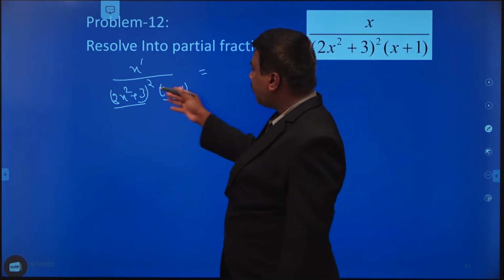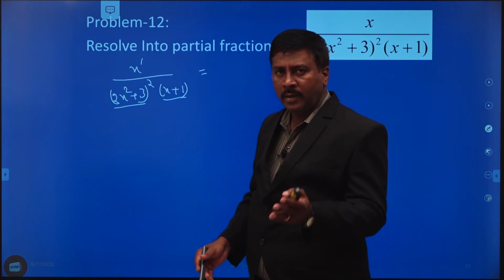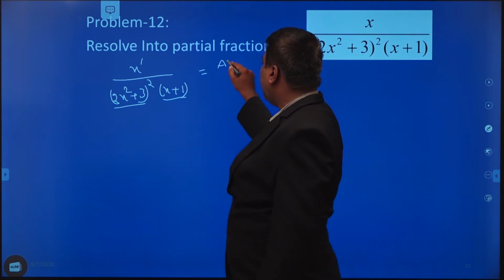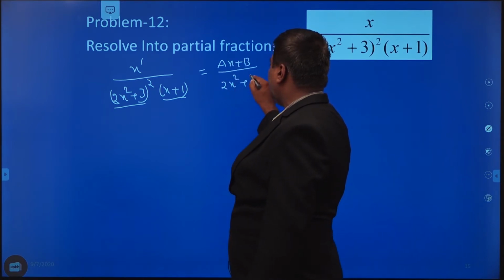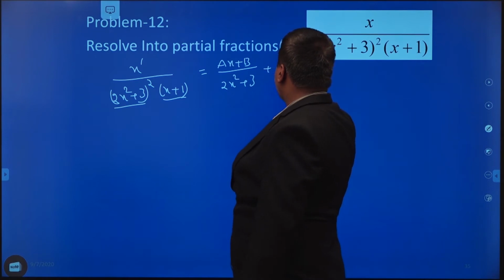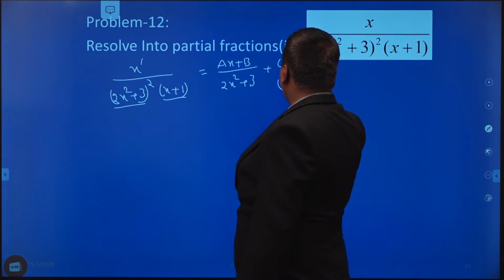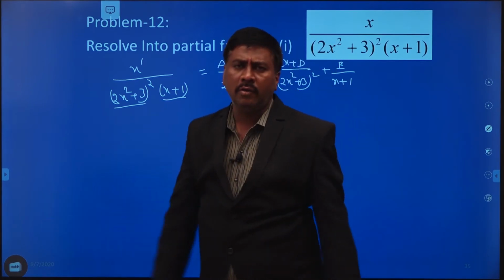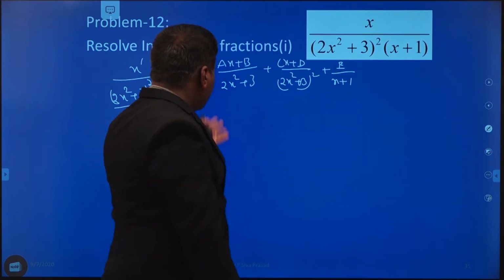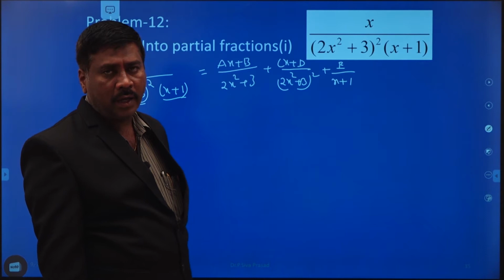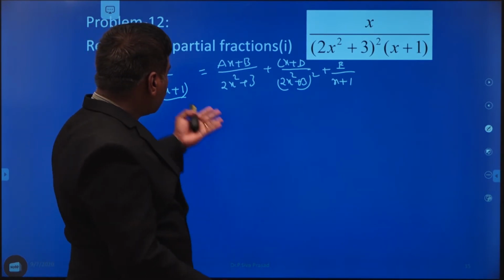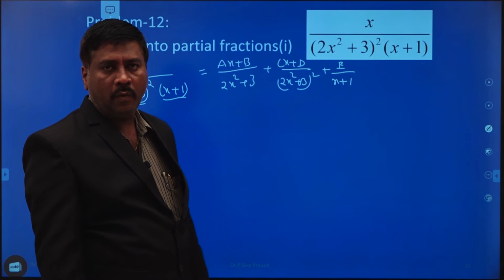Therefore, the same technique as in the previous problem applies here: (ax plus b) by (2x square plus 3) plus (cx plus d) by (2x square plus 3) whole square plus e by (x plus 1). I am only giving the hint. Follow the same procedure as in the previous problem to find the values of a, b, c, d and e. After getting these values, substitute them in this place, and then the problem is over.